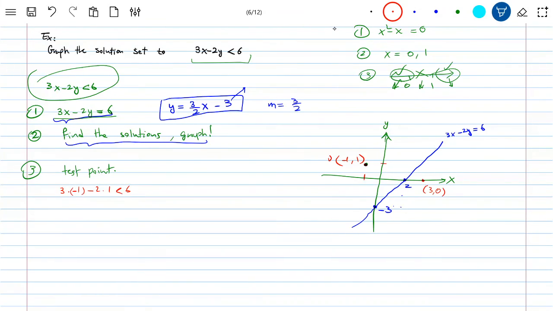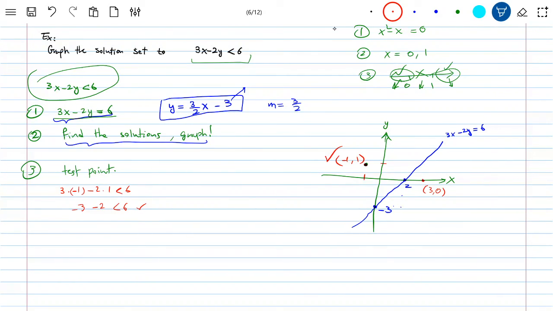I replace this test point into the inequality. 3 times -1 is -3, minus 2 times 1, minus 2. Is it less than 6? Yes, it is. Therefore, this test point is acceptable.